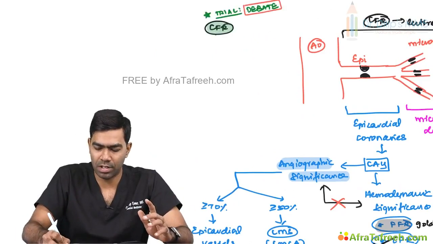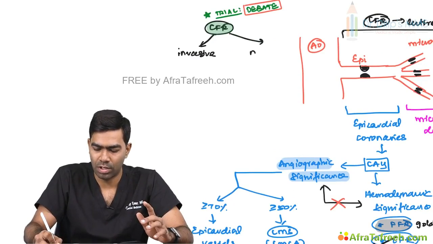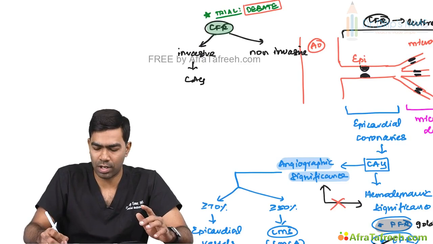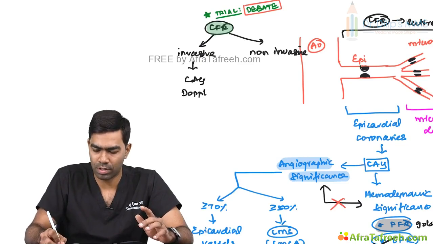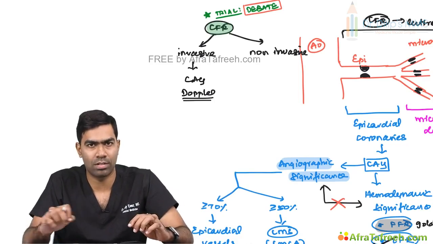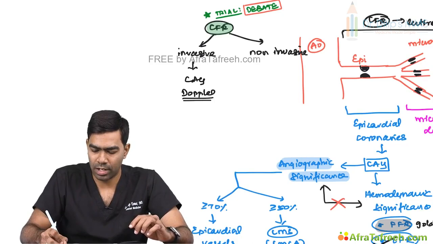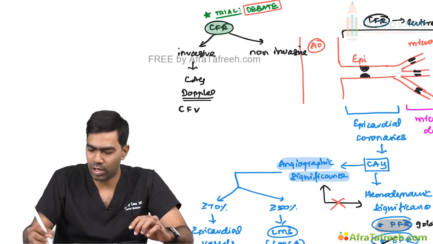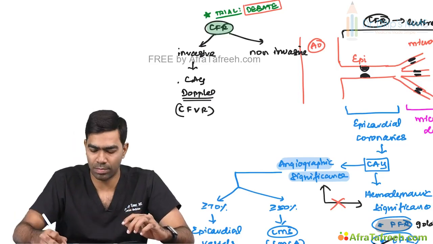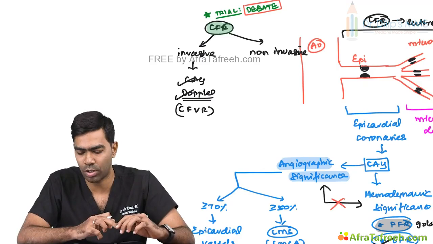So how can you measure the CFR? CFR can be measured through invasive techniques as well as through some non-invasive techniques. Invasively, you can measure using coronary angiogram itself, or you can measure using a color Doppler. If you measure using a color Doppler using the velocity of the blood flow, then it will be called coronary flow velocity reserve. That's called a CFVR. That's simply not called a coronary flow reserve. That will be called a coronary flow velocity reserve.